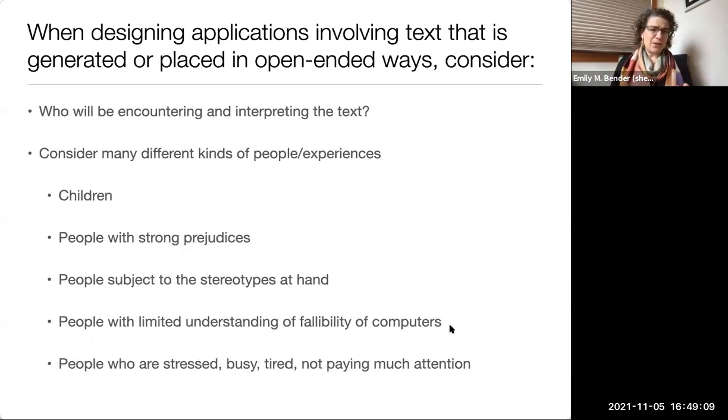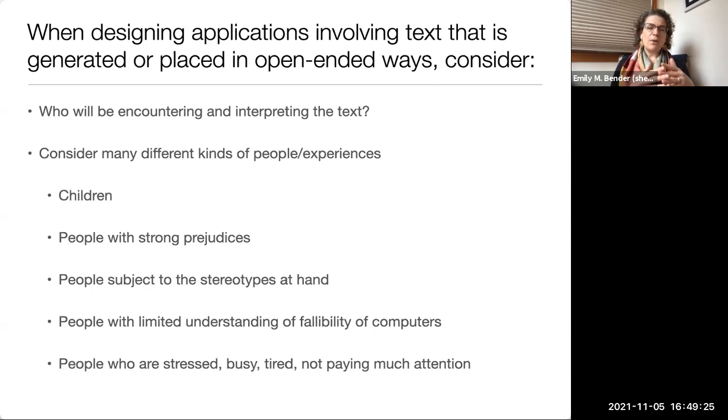We should also be considering who's going to be encountering and interpreting the text. And we should do this by considering many different kinds of people and experiences. And here I'm drawing on ideas from value-sensitive design that involve identifying stakeholders and thinking about many different positionalities.